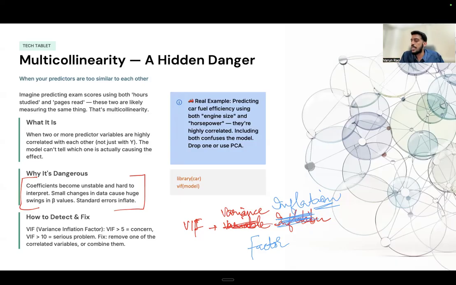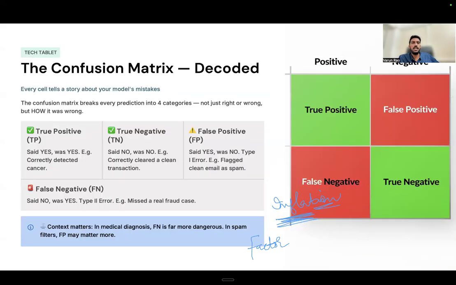Now, here you have a real-time problem. Let us just try to understand what it says. You're trying to predict car fuel efficiency using both engine size and horsepower. Both of them are correlated. How would you understand which of these is having a higher effect? That happens through VIF, that is variance inflation factor. Do check out what variance inflation factor is when you get time. It would be a really big help for yourself.